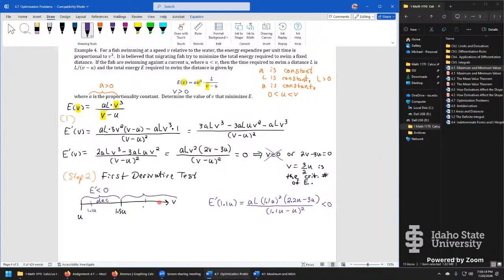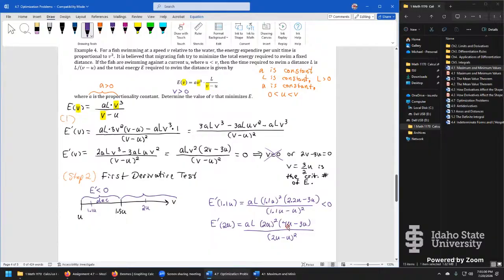Take another convenient test point. Say 2u is definitely larger than 1.5u, no matter what u happens to be in this problem. E prime at 2u. We're plugging 2u in for v, which means everywhere v occurs, plug it in. This is 2u squared, 2 times 2u is 4u, minus 3 times u, all over 2u minus u squared.